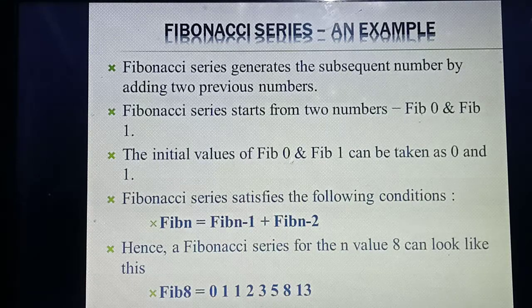What's the initial value of Fibo of 0? The initial value is 0, and the value of Fibonacci series of 1 is 1. So the initial values are 0 and 1. How will you get the answer? Always you add the previous 2 numbers. What's the formula? If you need to get the particular answer n, you need to add the previous 2 numbers, that is n minus 1 and n minus 2. Understood?